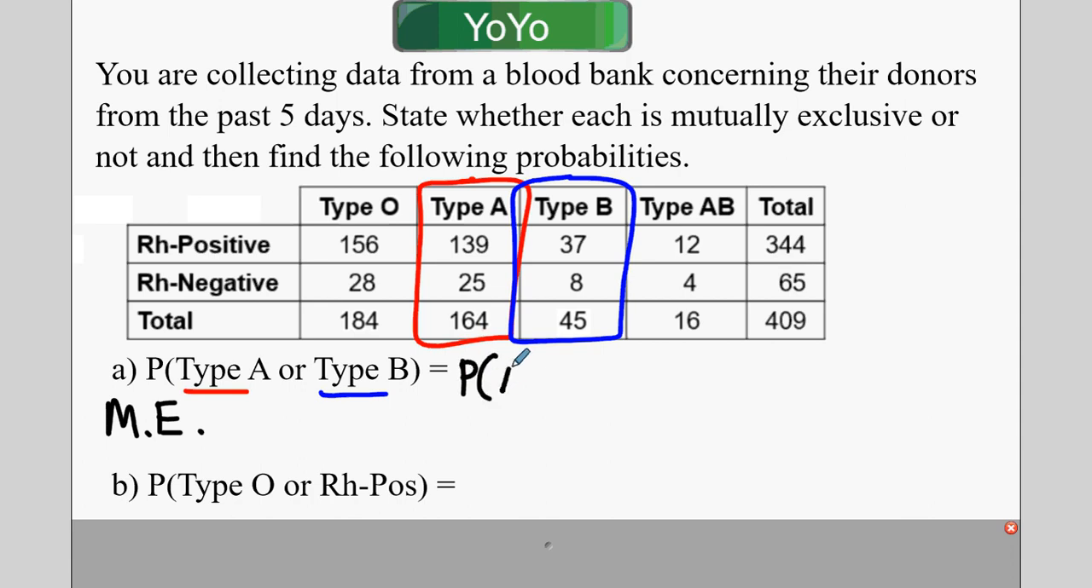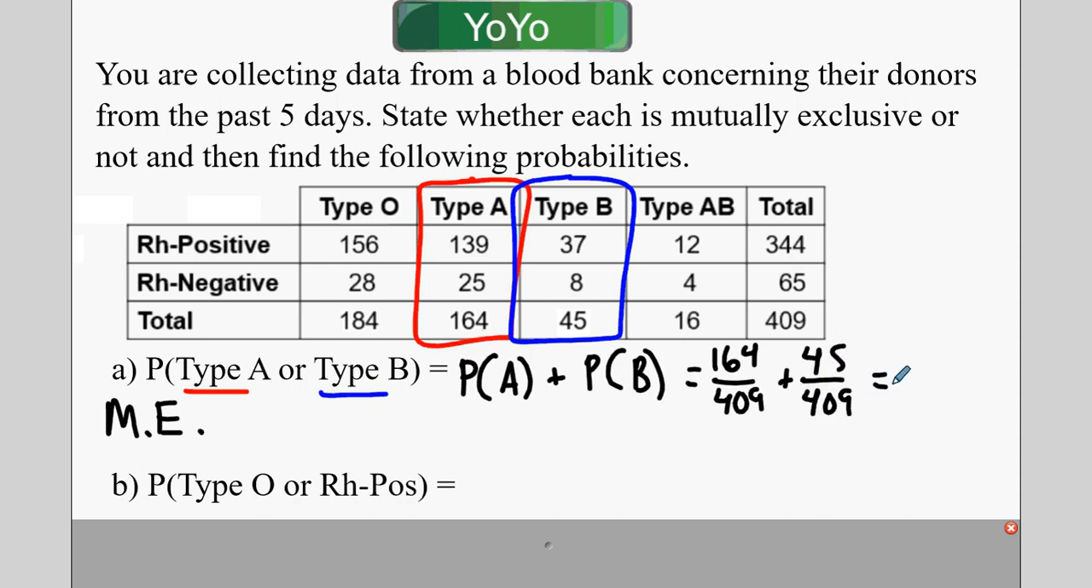This is probability of type A blood, or, so I add probability of B blood. What's the likelihood of having type A blood? 164 out of 409. Type B blood is 45 out of 409. And 164 plus 45 is 209, so 209 out of 409. And if I divide those two to get it as a percentage, it's about 51%, 0.511. So about 51% chance someone has A or B blood. Okay, let's erase this now for the second scenario.